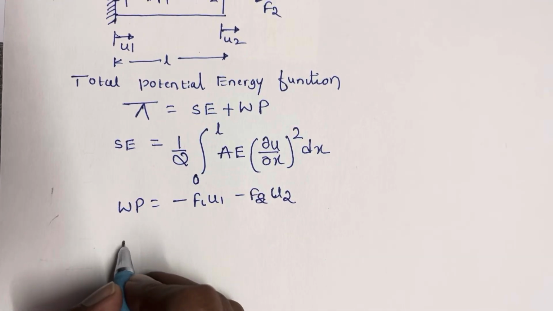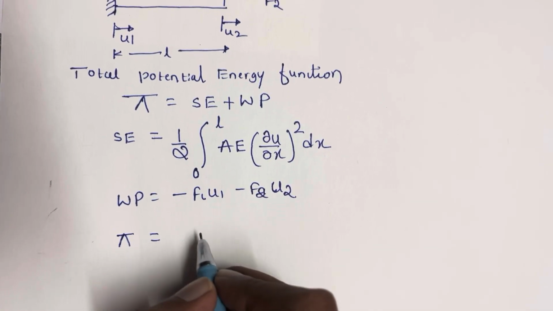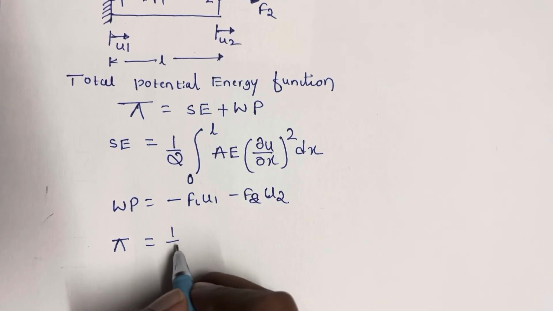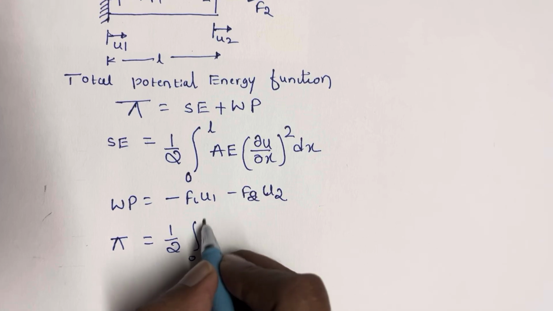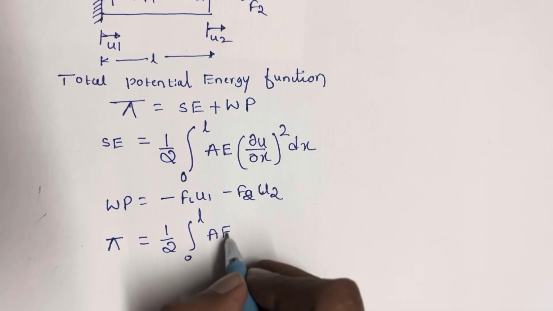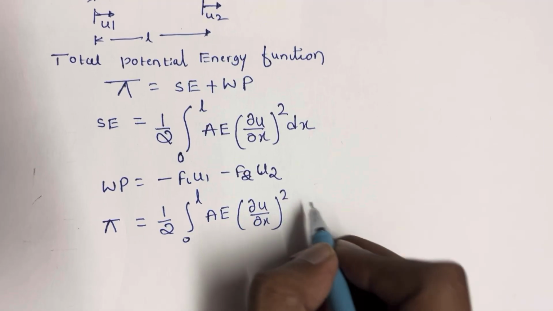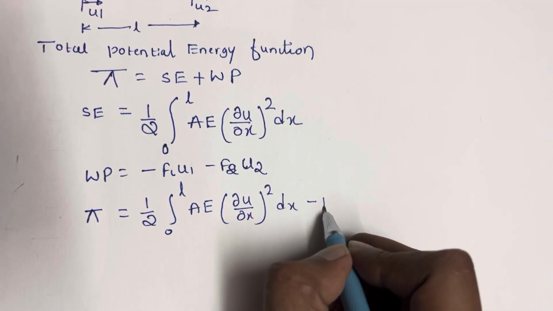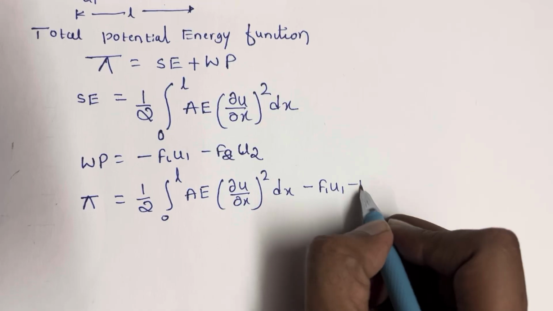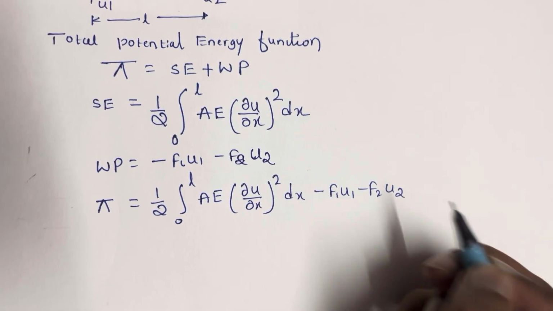So pi is equal to 1 by 2, integral from 0 to L, A E dou u by dou x whole square dx, minus F1 u1 minus F2 u2.